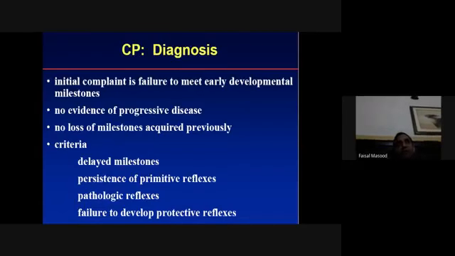The diagnosis of cerebral palsy: the first initial complaint is failure to meet early developmental milestones. Delayed milestone is the first symptom. No evidence of progressive disease. Disease is not progressive. The disability may be progressive. No loss of milestone acquired previously. Delayed milestone, persistence of primitive reflexes, pathological reflexes, and failure to develop protective reflexes.